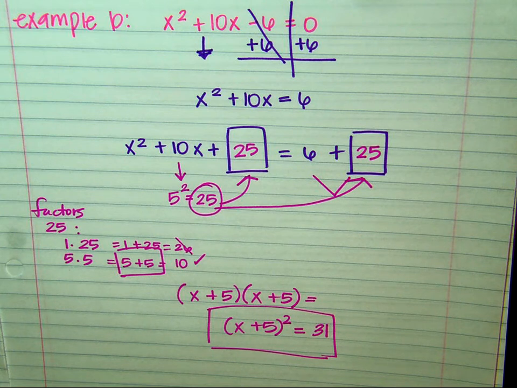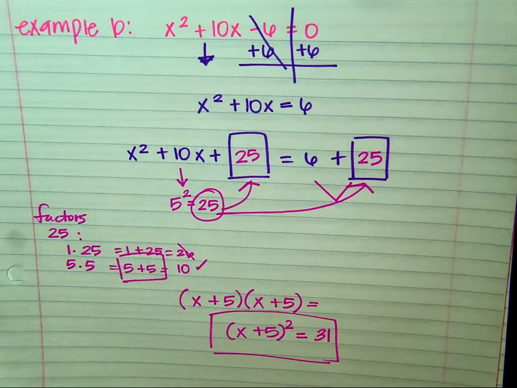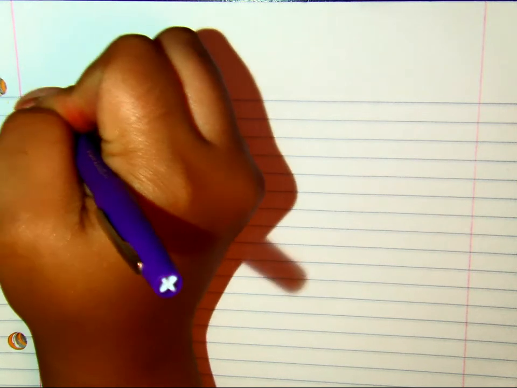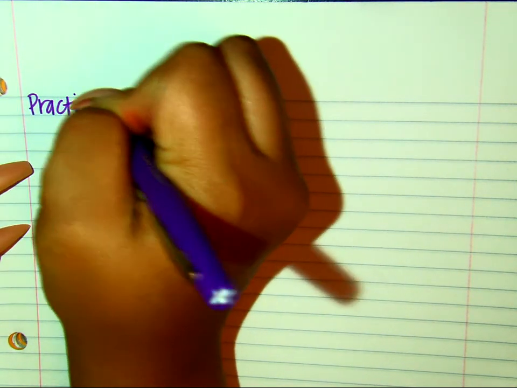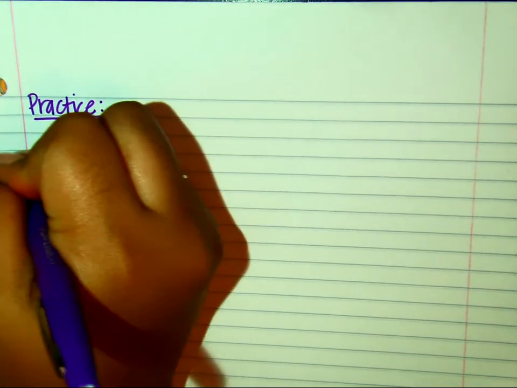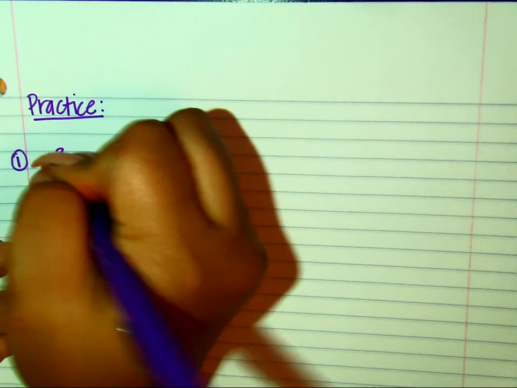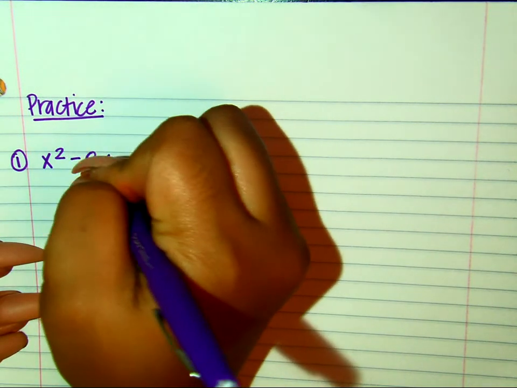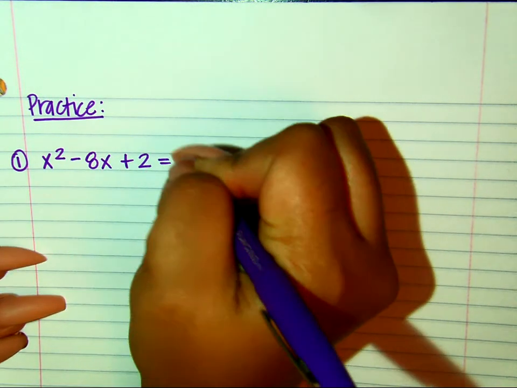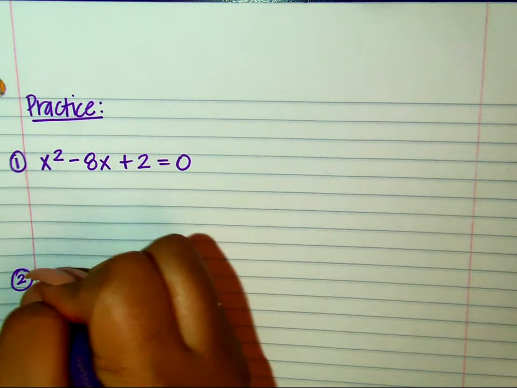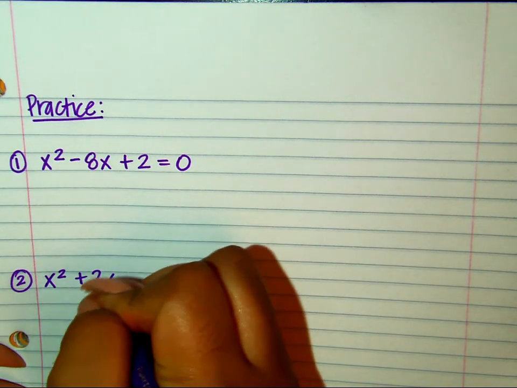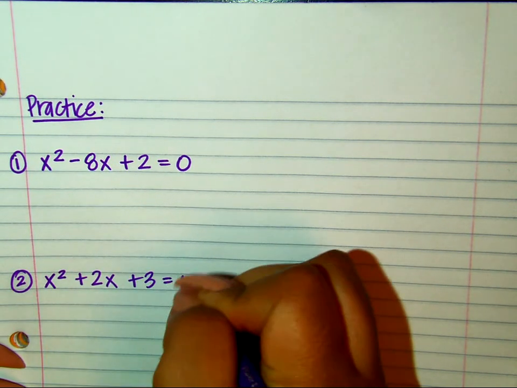Alright, so you have two problems to do on your own. I will be checking for completion. You have to show your work, and you have to also upload this to Google Classroom for credit. I will put instructions in Google Classroom on how to upload it and what I expect to see, but do know that I expect to see practice 1 and 2. So we have x squared minus 8x plus 2 equals 0. And for number 2, we have x squared plus 2x plus 3 equals 0.